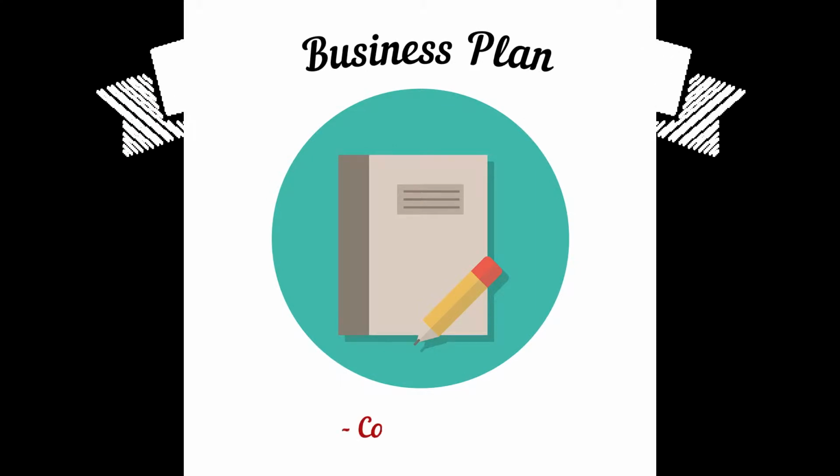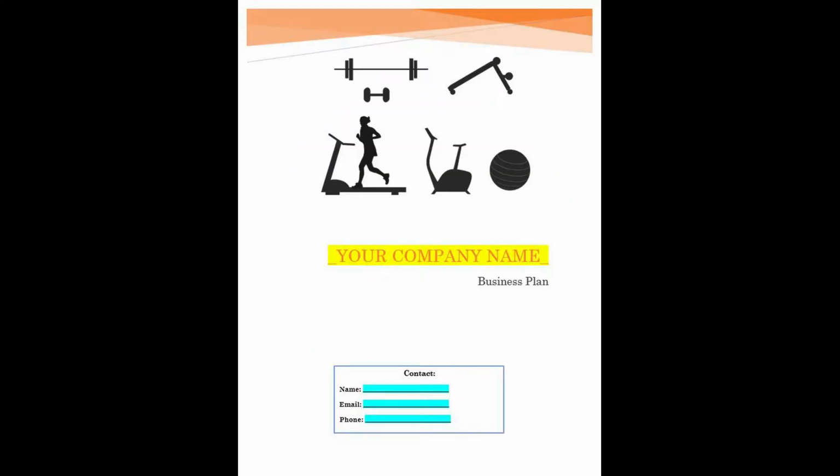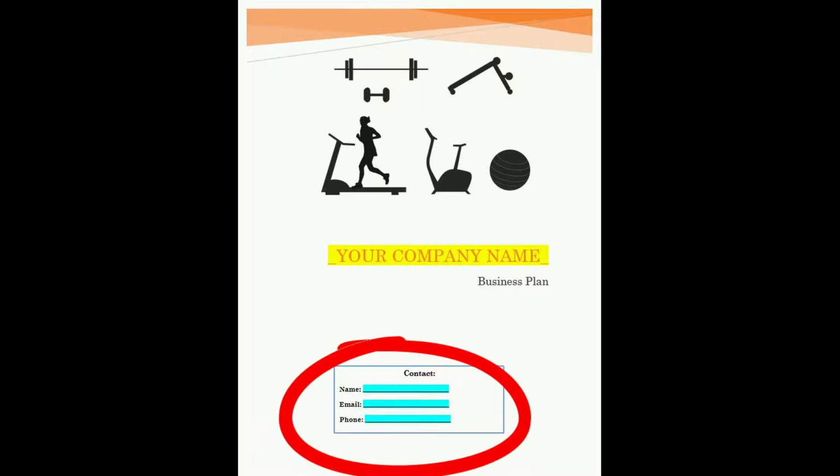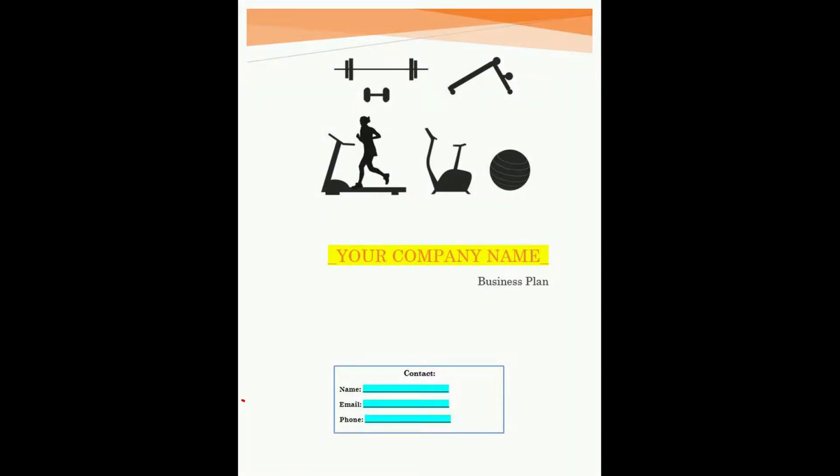On the cover page of the plug-and-plan template, users will need to insert the name of their company in the yellow highlighted space. Also, on the cover page are some blue highlighted spaces where they will want to enter contact information. The template comes with spaces for name, email, and phone, and users are welcome to add address if they would like.